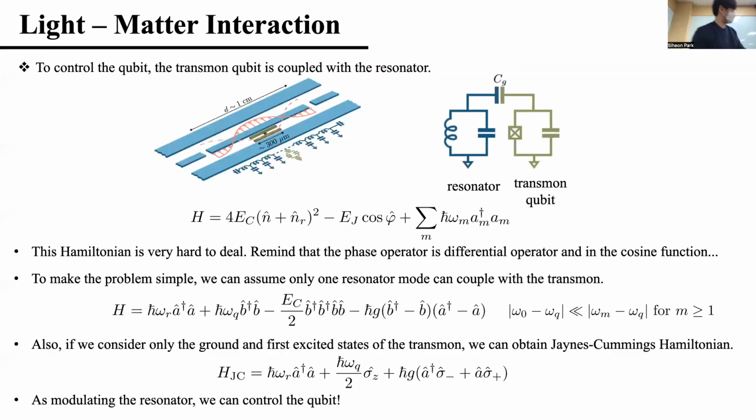This is just the take-home message: the transmon has two levels, and this circuit is an electromagnetic wave. So the electromagnetic wave is light. The light and the transmon qubit can interact. So by changing the light, you can control the transmon qubit. This is just the qubit operation.